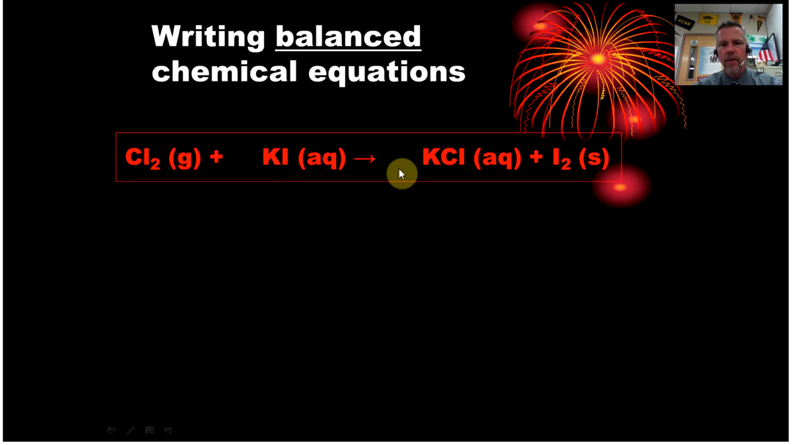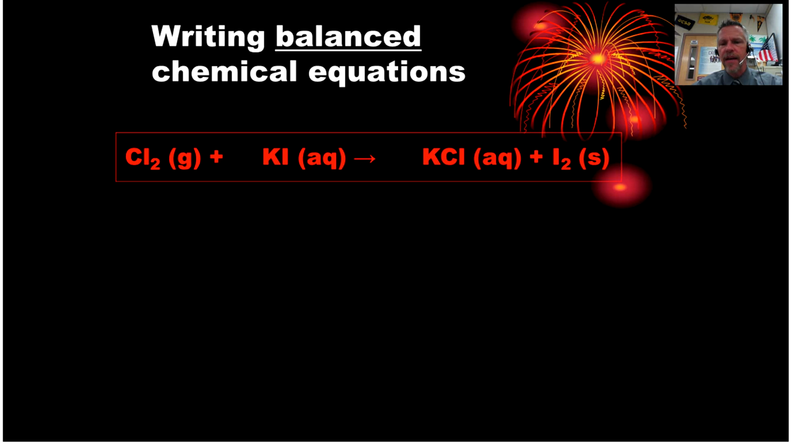Let's look at the other side of the equation. On the products, I see 1 potassium, 1 chlorine, and 2 iodines. So when we finish with this balancing process, we'll have to have 2 iodines on the right, balancing 2 iodines on the left. And 2 chlorines on the left must be balanced by 2 chlorines on the right.